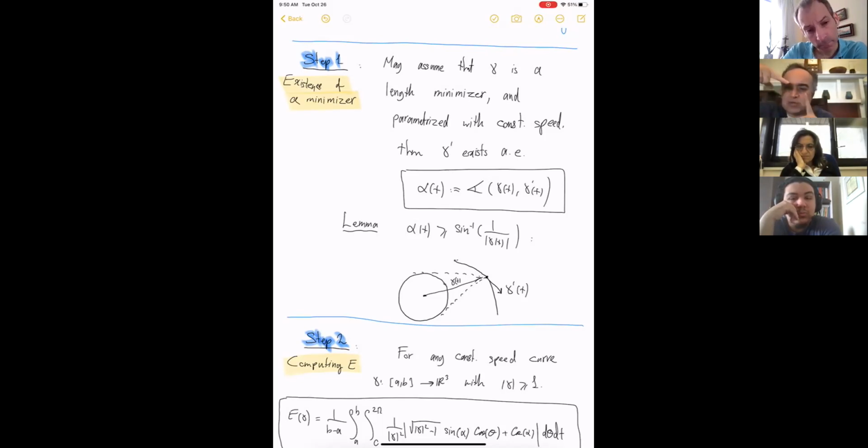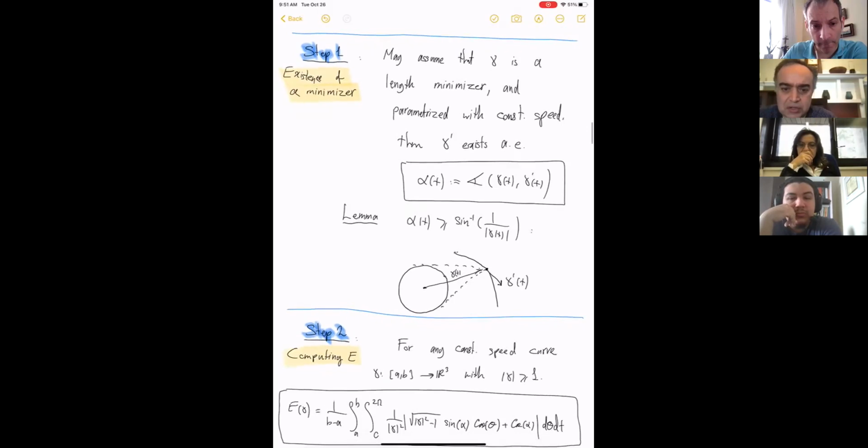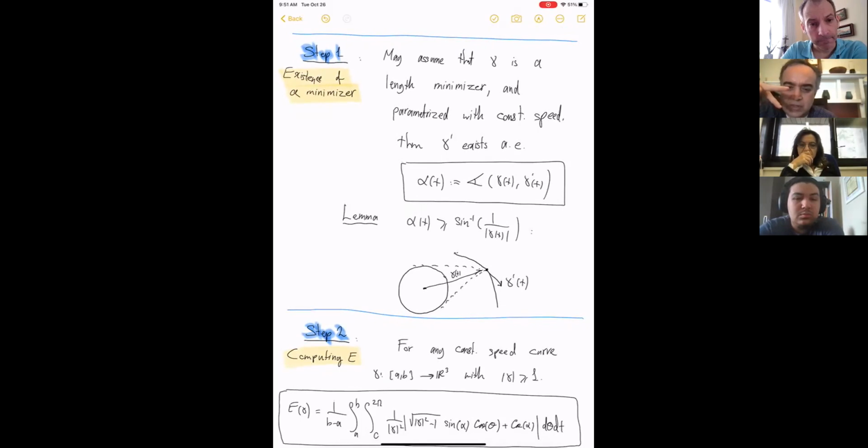This angle alpha turns out to be very important. The angle alpha is the angle between the position vector of your curve and its velocity vector. It turns out that this angle is always bigger than the inverse sine of the inverse of the distance. And this is a simple calculation. So look at gamma and look at this cone that I have drawn. If this curve wants to minimize its length, then there is no reason that it should enter this cone.